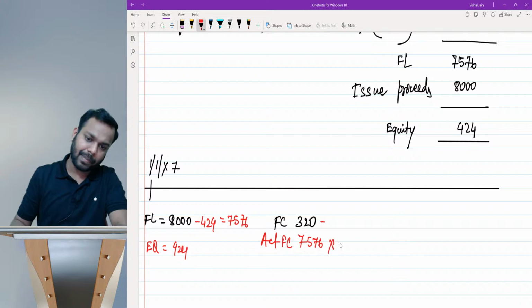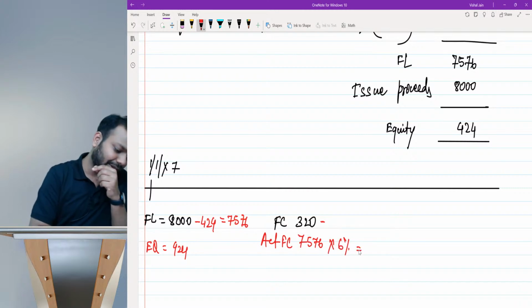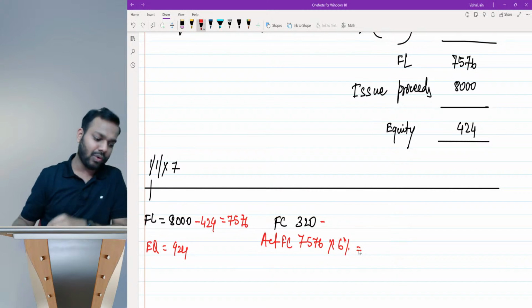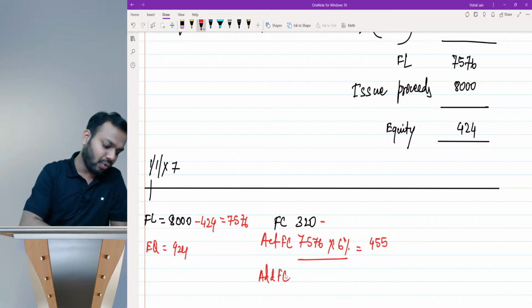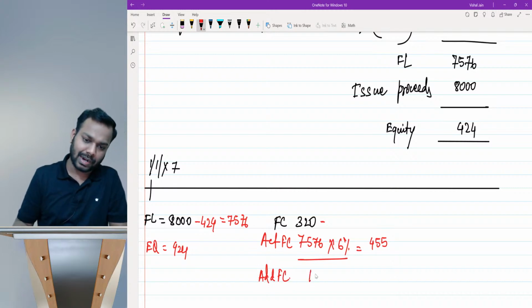7576 multiplied by 6% is 455. That means we have to record an additional finance cost of how much? 455 minus 320, that is 135 is the additional finance cost that we have to record, right?